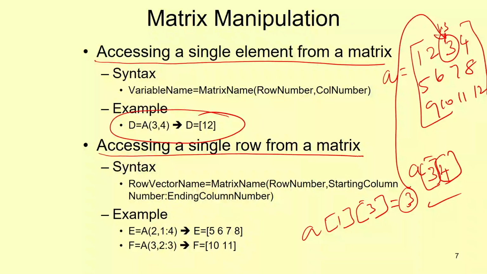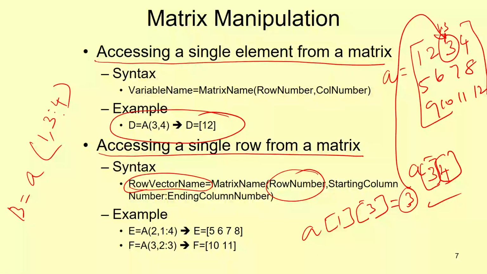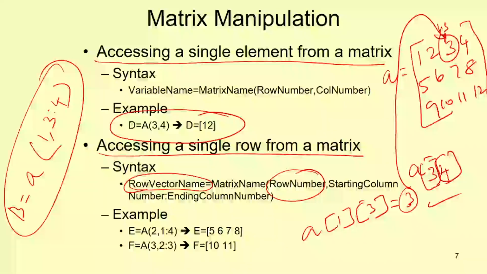Likewise, how to access a single row from a matrix? For this, the syntax is: you need to give a name, say for example B equal to. What is the matrix name given? A. From A, what do I need to get? The row number. What is the starting column number? I need to get from column number 1, up to column number 3. Between the starting column number and the ending column number you should put a colon.